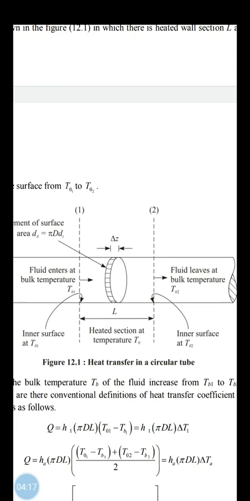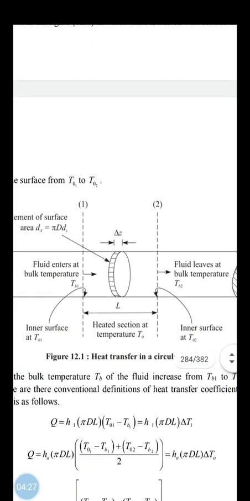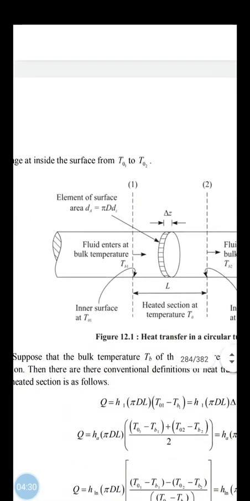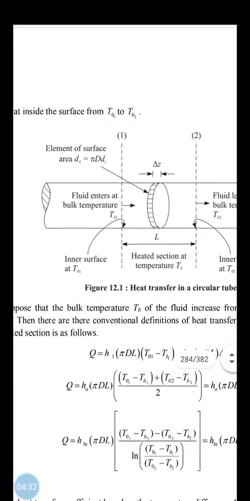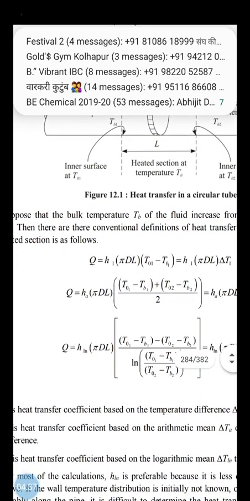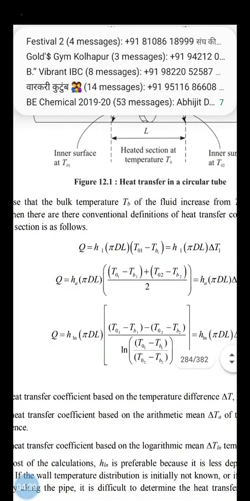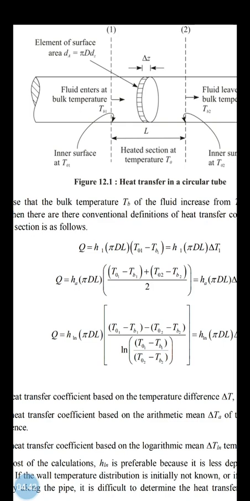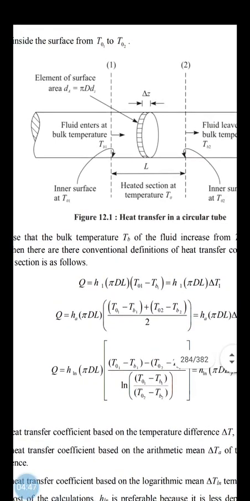So we'll consider only the heated section which is at the temperature of T0, in which we are going to consider an element of the surface having a thickness of delta Z. So we are going to apply the various temperature differences and we are going to define the heat transfer coefficient. Suppose the bulk temperature is TB and this varies from TB1 to TB2. Surface temperature is T0. It may vary from T01 to T02.